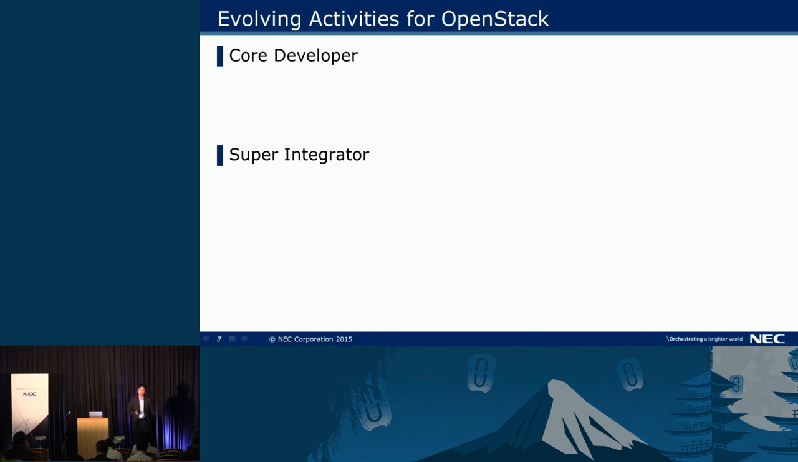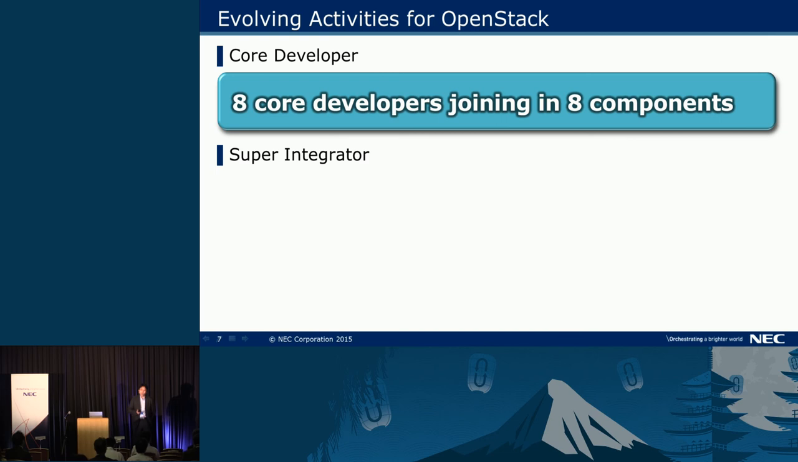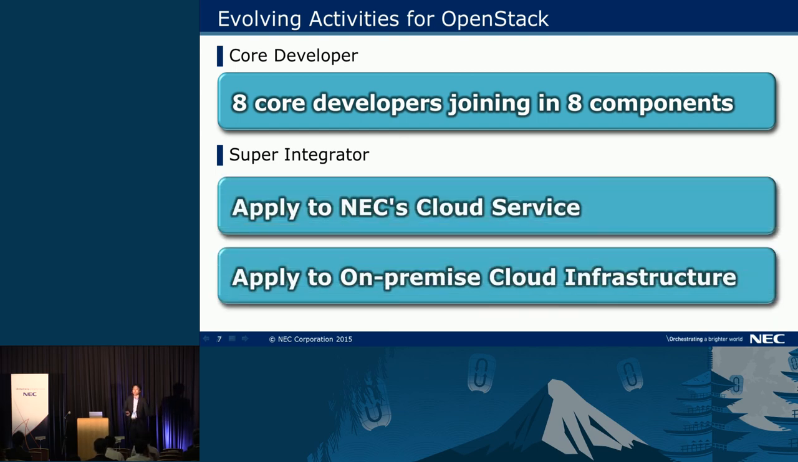Right now, NEC is involved in activity for OpenStack. We have two aspects. One is core developer, and the second one is super integrator. Today, Shibata-san explained what a super integrator is. Right now, we have eight core developers for eight main components. Regarding super integrator, we apply it to NEC Cloud Service, which is a public cloud presented by NEC. And the second one applies to on-premise cloud infrastructure, named NEC Cloud System.